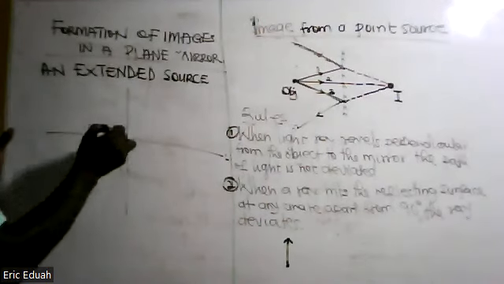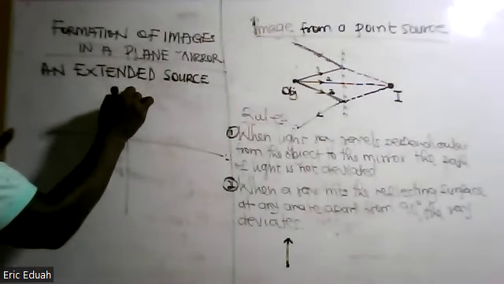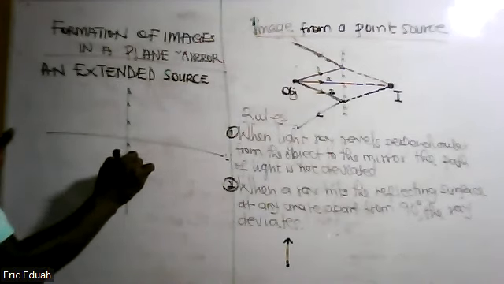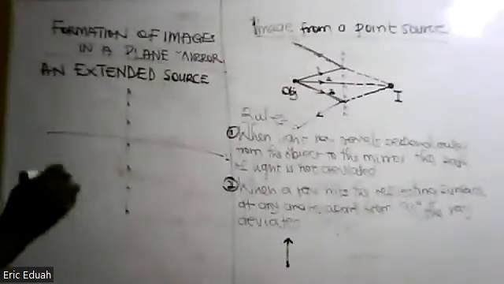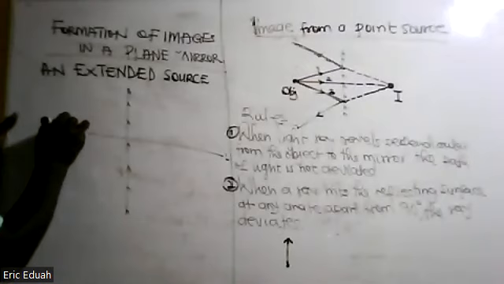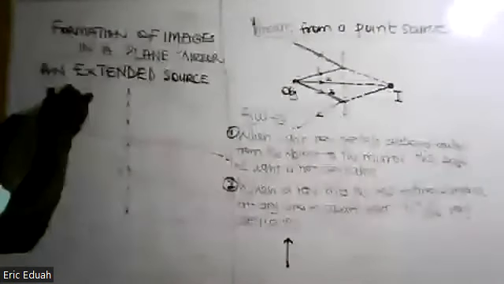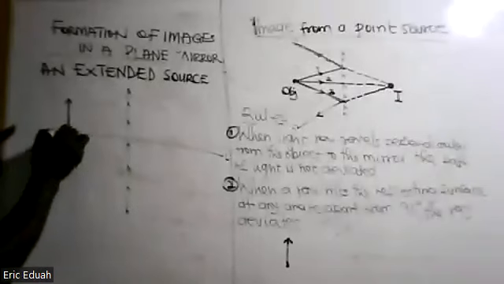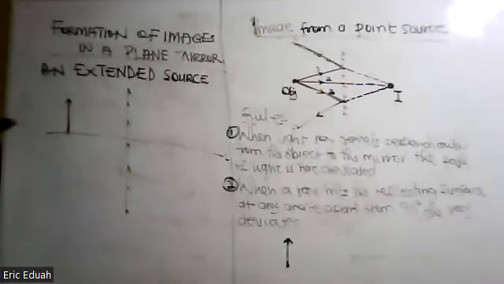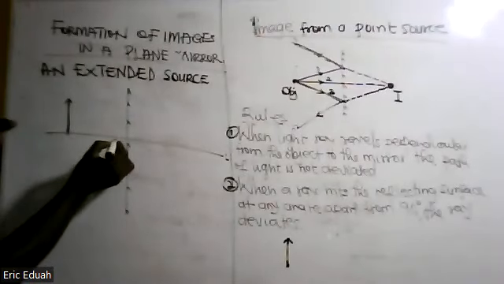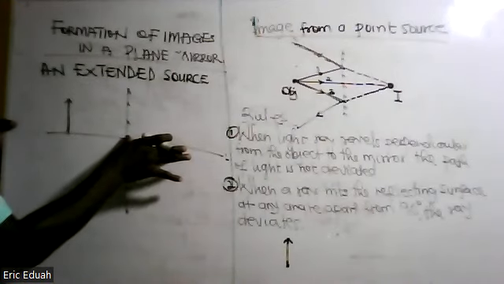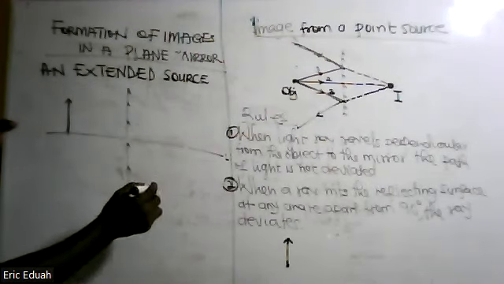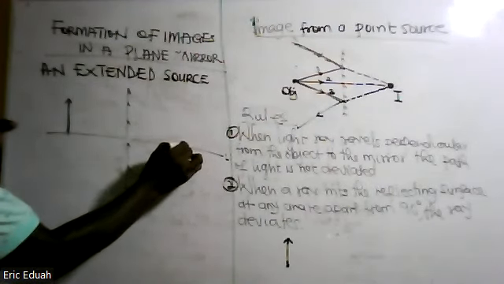So this is the mirror. This side indicates the coated end. I have an extended object over here. There's the tail, there's the head of the object. Now, object distance equals image distance. So if this is X centimeters, then I'm here. So automatically I have the tail.